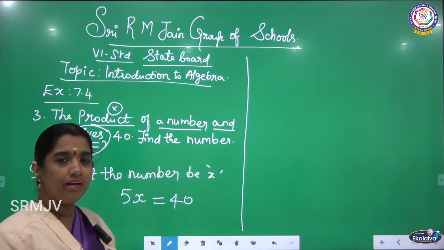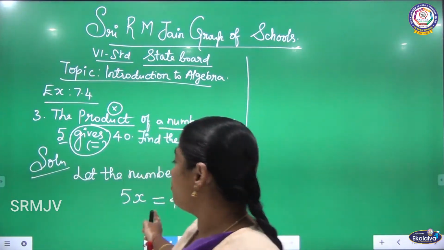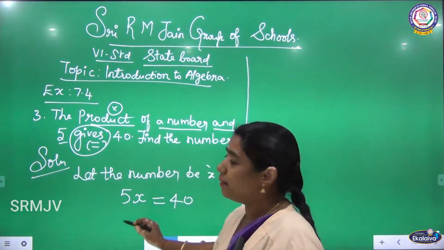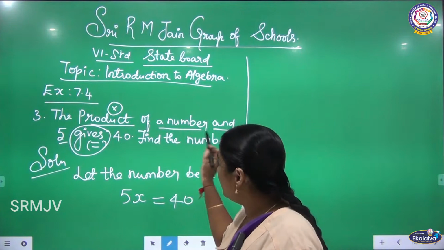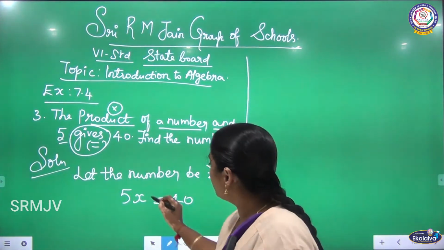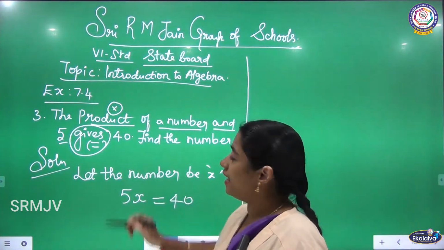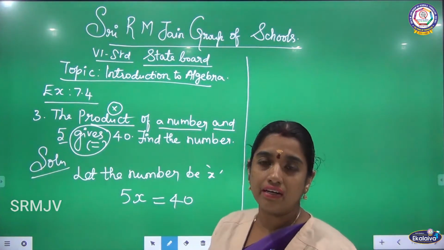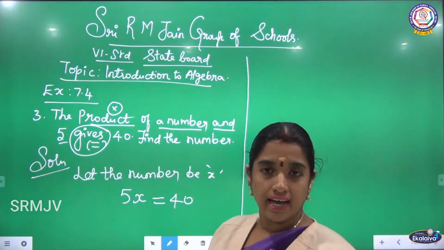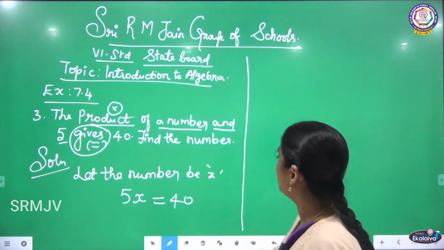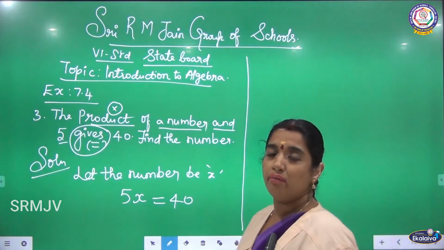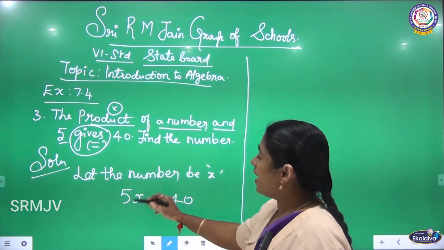This is the statement. According to this, I have framed the equation. Is it clear? So a product of a number and 5, so for that 5x. Gives, so for that equal, and what is there? 40. I am going to find out that number. See, if I find the x value, I can find out the number. Is it clear, children? Now listen. 5x is equal to 40. I am going to find out the variable x here.